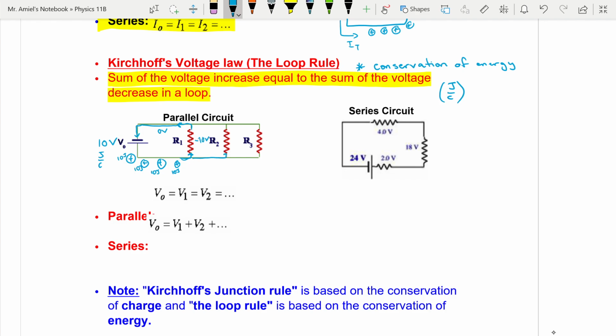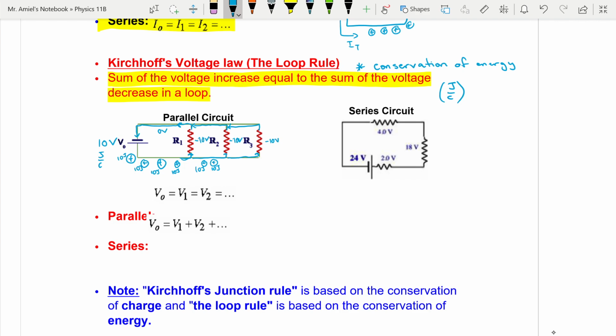Same thing here for the ones that go this way. Some of them are going to go this way, and they're going to lose 10 joules per charge. Some of them are going to go this way, and these ones are also going to have 10 joules per charge. Again, we're going to come back, and again we're going to have to lose all 10 joules per coulomb so that we can come back to the battery and regain it. Same story here. We have to lose our 10 joules per coulomb, or our 10 volts, so that our battery can again restore the 10 joules per coulomb.